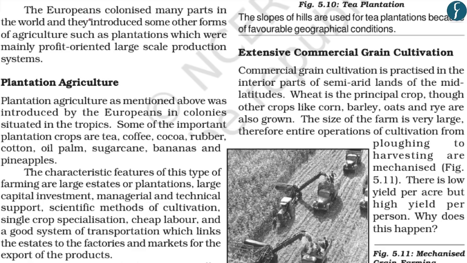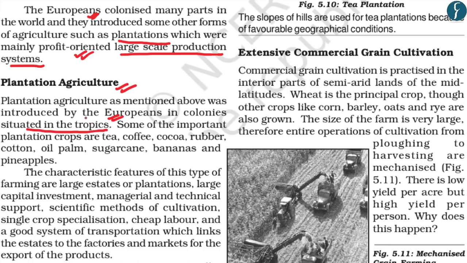Now what this book tells us is that the Europeans colonized many parts of the world and they introduced a form of agriculture known as plantation agriculture. And this plantation agriculture for the Europeans was mainly profit oriented and included large scale production systems. And this plantation agriculture was introduced by the Europeans in their colonies which were situated in the tropics.